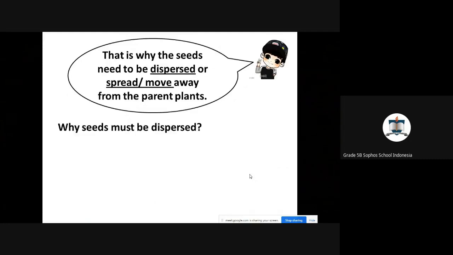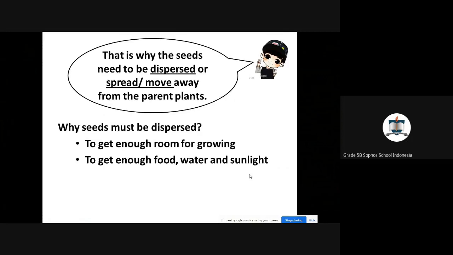Why must seeds be dispersed? Because, as we have seen, they need enough room for growing and also enough food, water, and sunlight. Imagine if they grow in one place under the parent plant: the competition will happen not only among the seedlings but also between the seedlings and the parent plant.